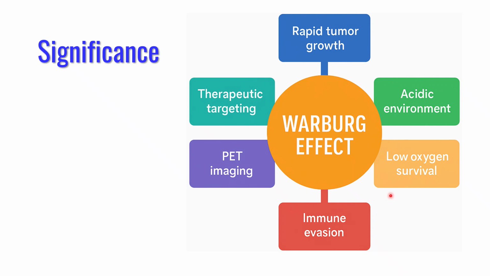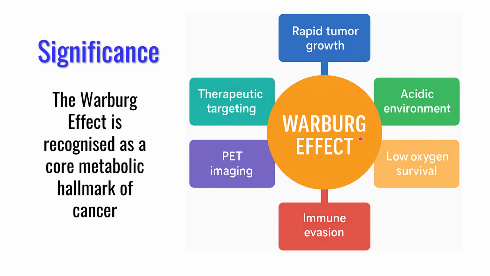Further, tumor cells often have poor blood supply, therefore using glycolysis helps these cells to survive even when oxygen is limited. So low oxygen survival is because of Warburg effect. Further, tumor cells consume far more glucose than the normal cells, and this property has been exploited in developing the diagnostic technique known as positron emission tomography or PET imaging or PET scanning technique, which is very sensitive and commonly exploited in the diagnosis of cancer.